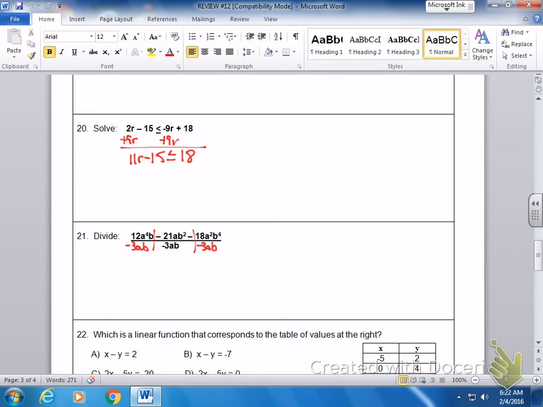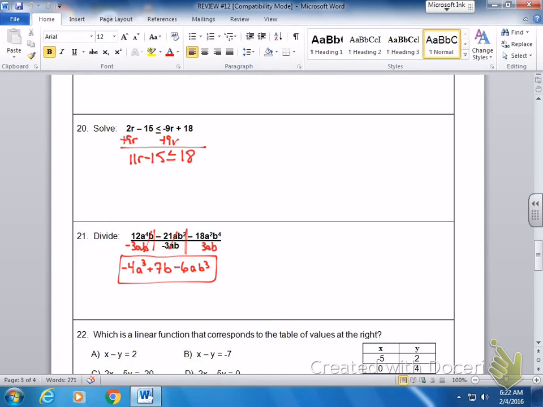Go numbers, then variables. 12 divided by negative 3 is negative 4. A to the fourth over a is a to the third, and the b's cancel. Negative 21 divided by negative 3 is positive 7. A divided by a cancels. B squared over b leaves me b. And then the last one I have, I'm sorry, that negative should be on the other side of that line there. Negative 18 divided by 3 is negative 6. A squared over a leaves me a. B to the fourth over b leaves me b cubed. And there you go. So just remember to divide each term.